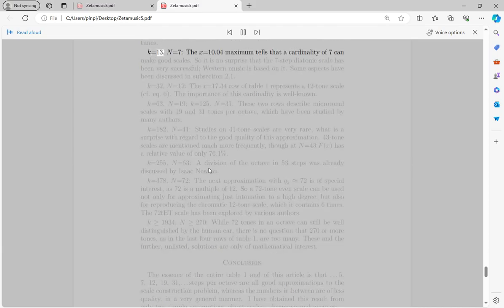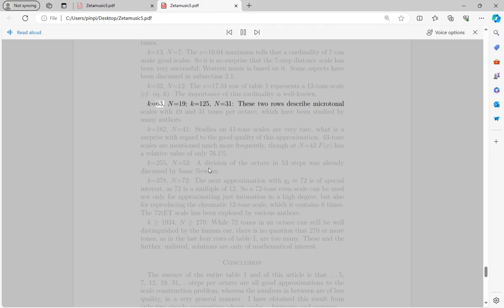K equals 13, n equals 7. The x equals 10.04 maximum tells that a cardinality of 7 can make good scales. So it is no surprise that the 7-step diatonic scale has been very successful. Western music is based on it. Some aspects have been discussed in subsection 2.1. K equals 32, n equals 12. The x equals 17.34 row of Table 1 represents a 12-tone scale, cf. Equation 6. The importance of this cardinality is well known.